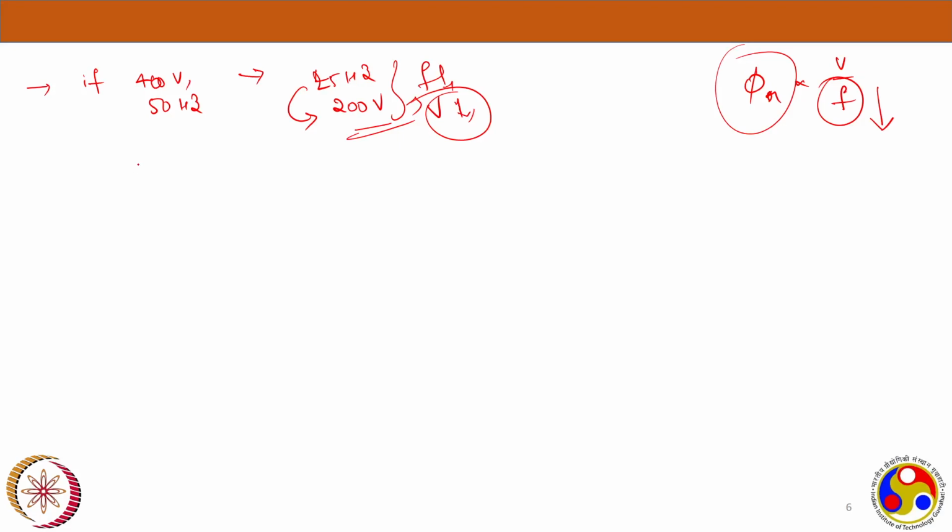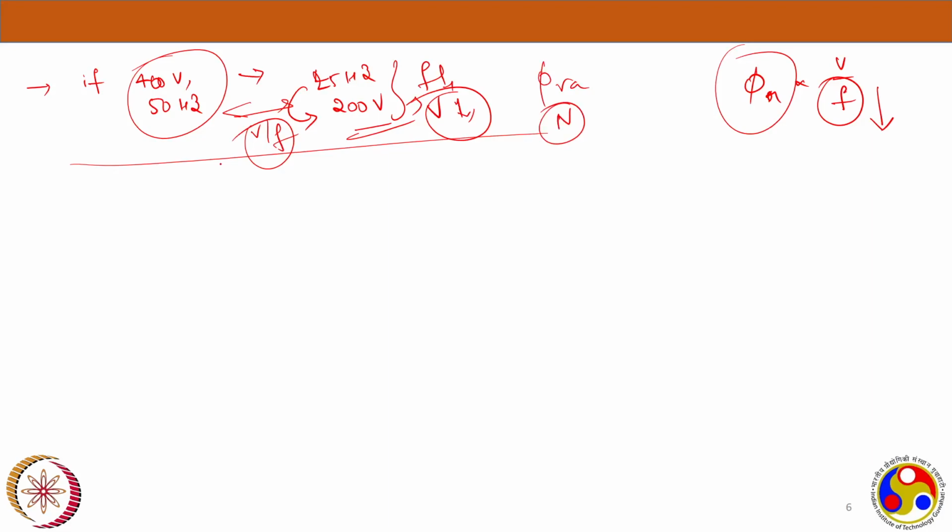Now I can easily change my input voltage and frequency, keeping the V by F ratio the same, so that my rated flux is the same, but my operating speed changes. Previously it was 1500 rpm, now it is 750 rpm. I achieved speed control by having a variable voltage and variable frequency.